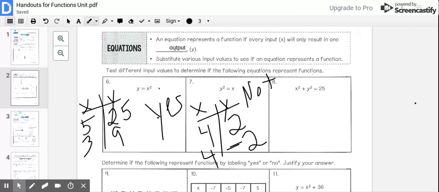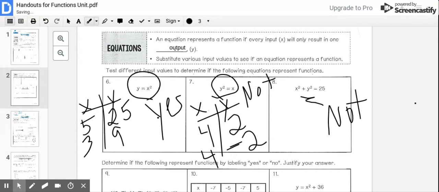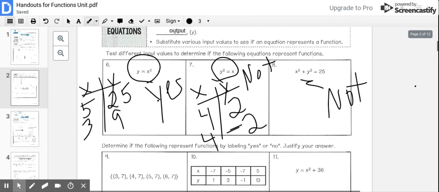And on this one, if you try different things, you'll notice that this is not a function also. I want you to understand why, but if you are looking to memorize something, the x can be squared, but if the y is squared, it is never a function. On this one, the y is squared, so it won't work. And that's because of positive and negative numbers.